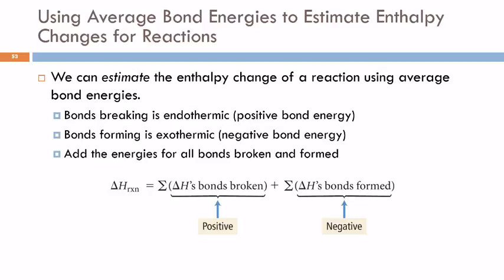So to find or estimate the heat of reaction, we just add up all the bonds that are being broken and all the bonds that are being formed. So the sum of the bonds that are being broken, those are positive numbers. All the bonds being formed, those are going to be negative. Okay?